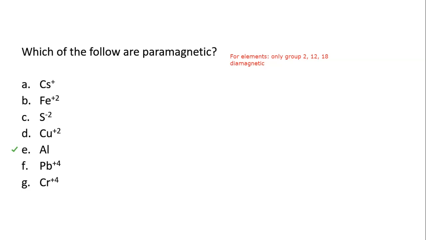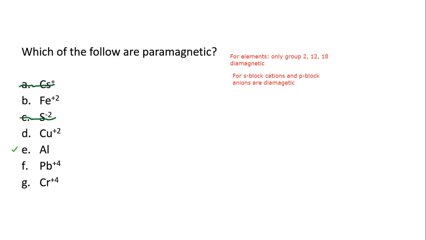Next, we want to look at the ions. And so from what I said earlier, for ions, what we know for sure is S block cations and P block anions are diamagnetic. So do we have any S block cations or P block anions? Well, yes, A is an S block cation, so A won't be a choice. Do we have any P block anions? Yes, sulfide, so that won't be a choice. So what we're left with is iron, copper, lead, and chromium.